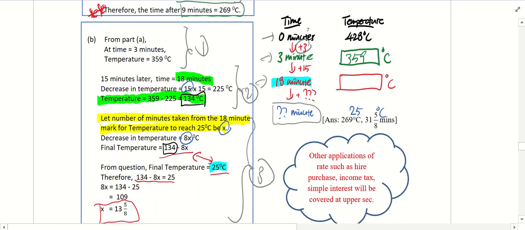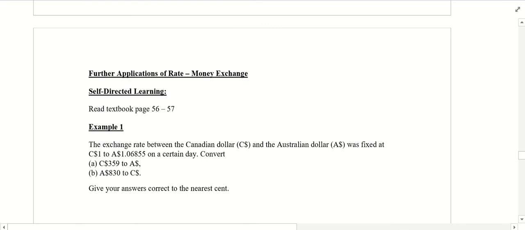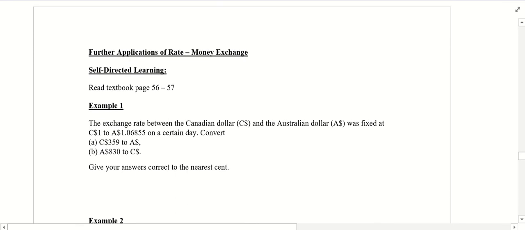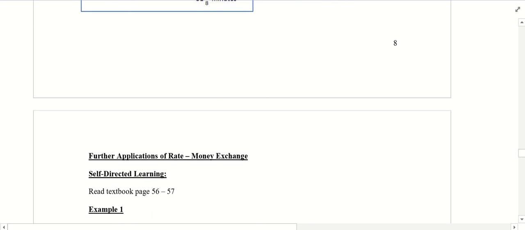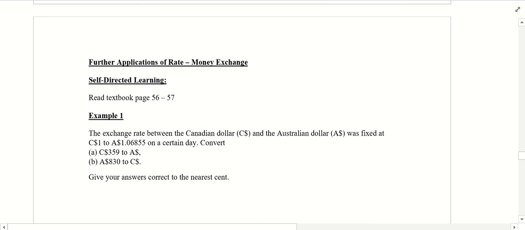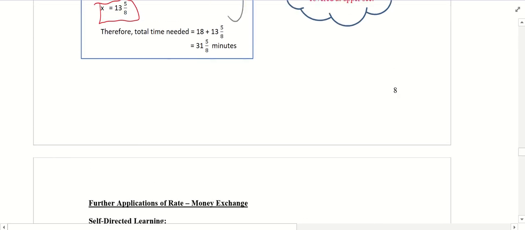We will further discuss the next part of the notes, which is money exchange rate. This one is quite fun when you go for holiday. You have to care about what is the exchange rate of that country as compared to Singapore dollars.